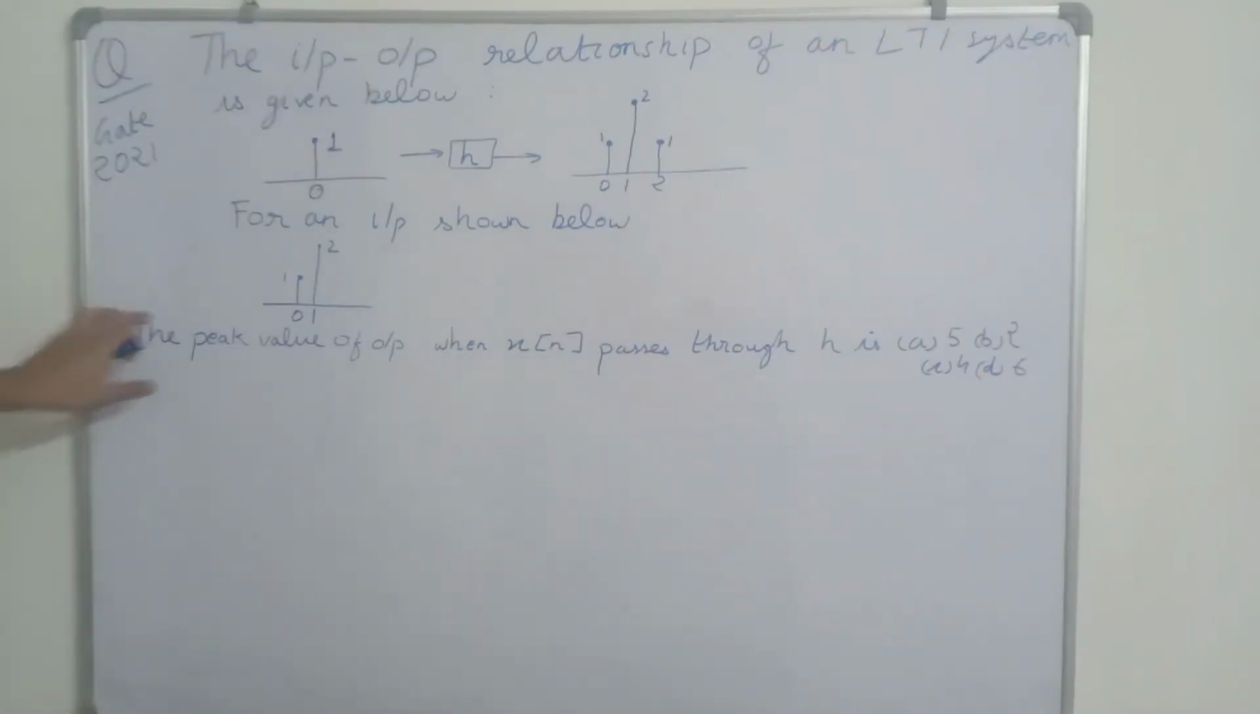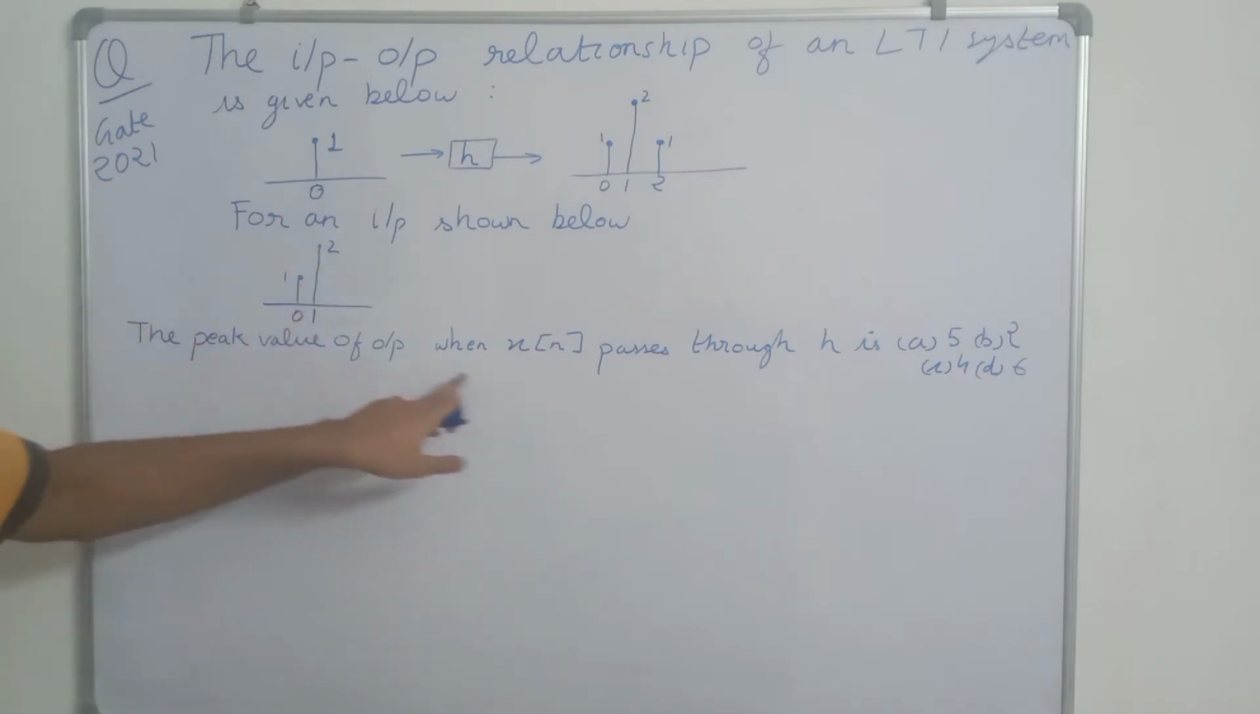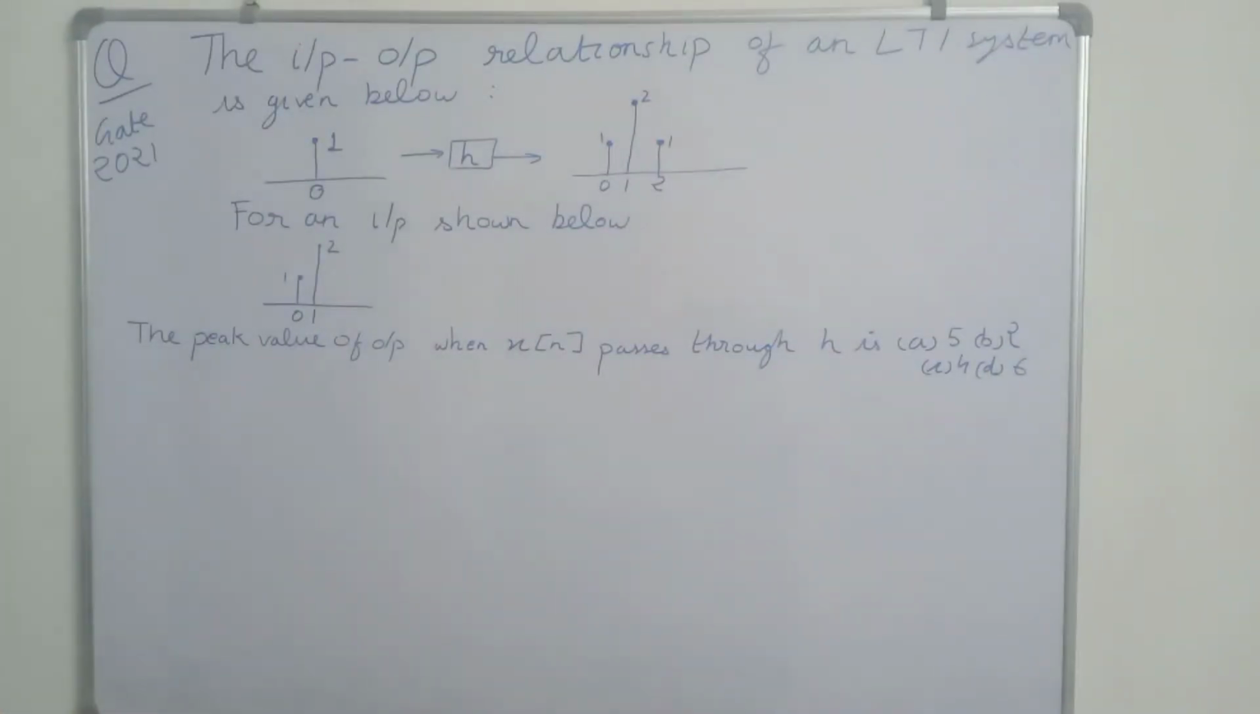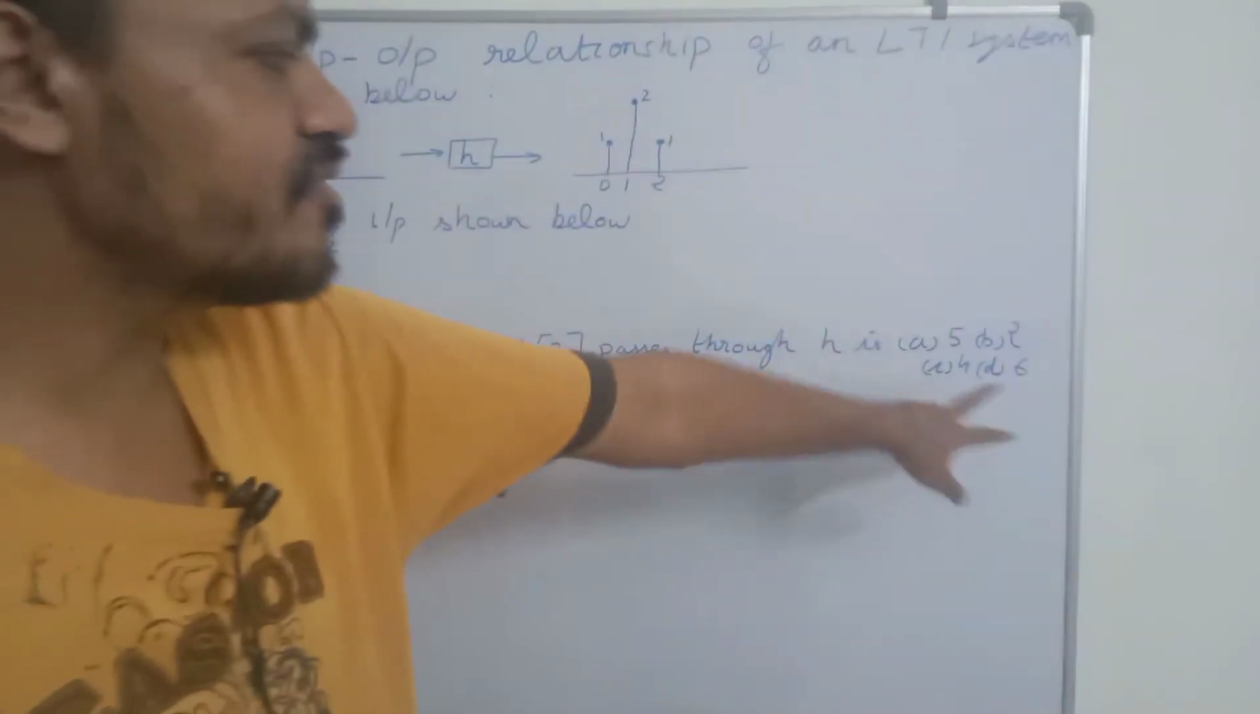Now it says that for an input shown below, that at 0 it is 1 and at 1 it is 2, we have to find the peak value of the output when x of n passes through h. The options are A 5, B 2, C 4, D 6.